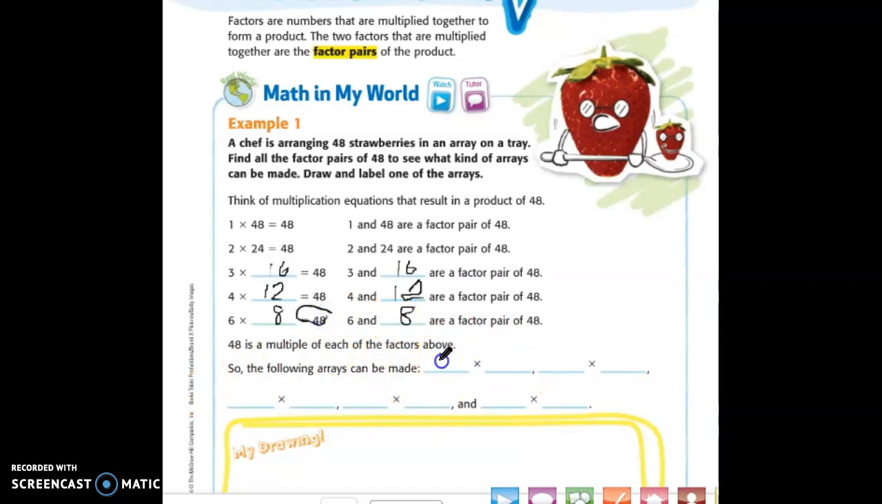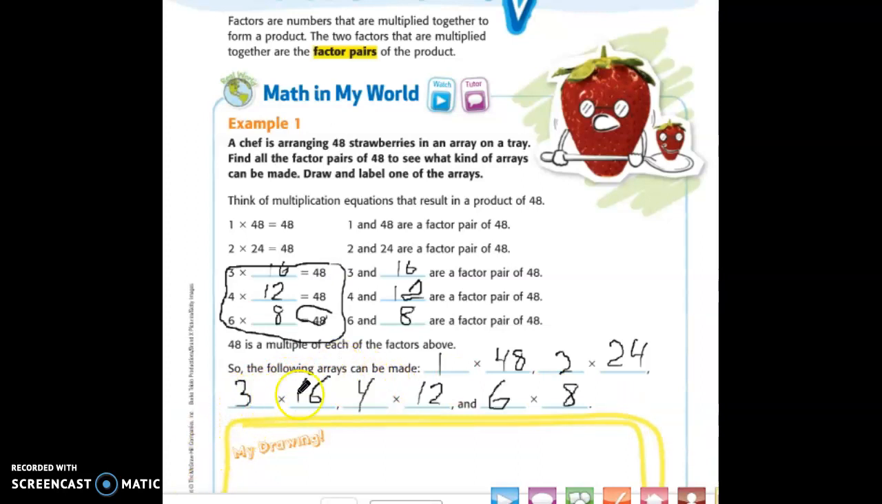So the first one would be 1 times 48. The second one would be 2 times 24. And you get the idea what the rest of them are going to be based on what is right here. So see if you can figure those ones out. And hopefully you figured out 3 times 16, 4 times 12, and 6 times 8, because that's what's shown here. Now, the second part says draw and label one of the arrays.